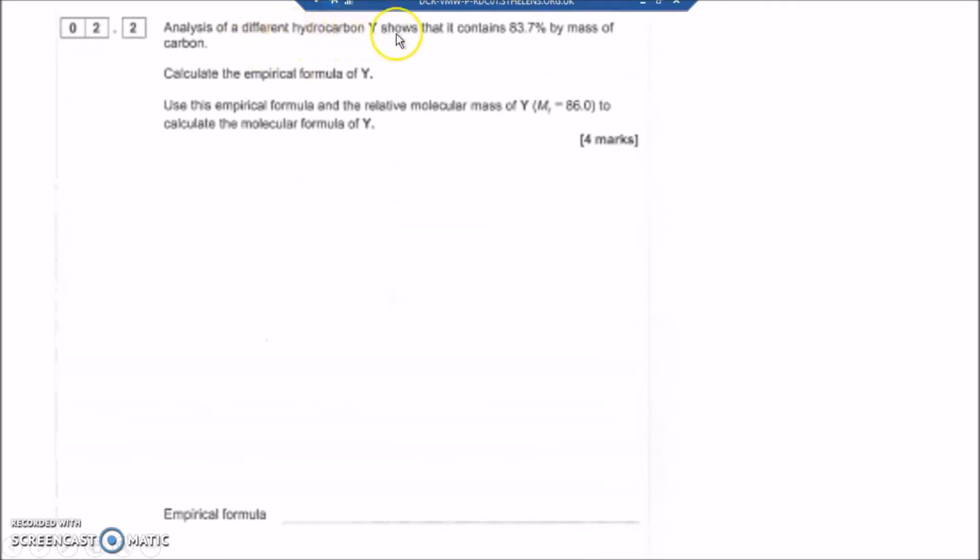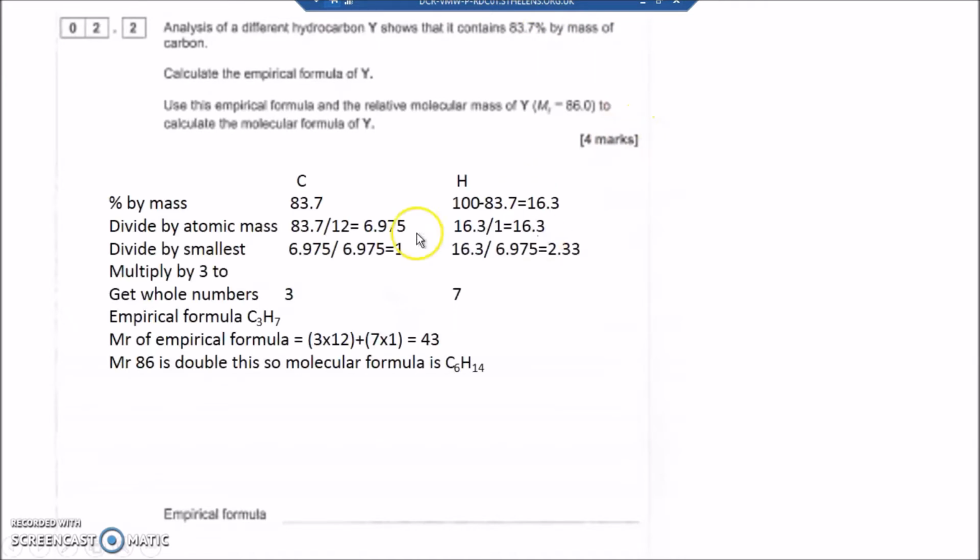Analysis of a different hydrocarbon Y shows that it contains 83.7% mass of carbon. If it's a hydrocarbon, it only contains hydrogen and carbon, so there's 83.7% of carbon. The remainder must be hydrogen. So if you do 100 take away 83.7, you'll come out with 16.3% is hydrogen. Let's have a look at the solution now.